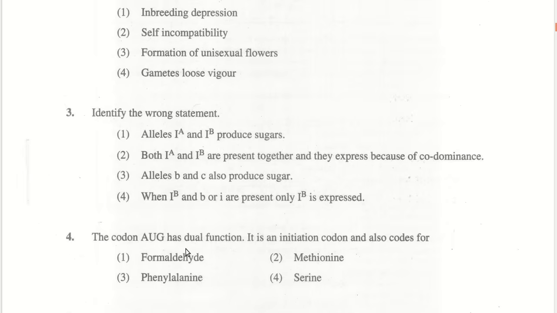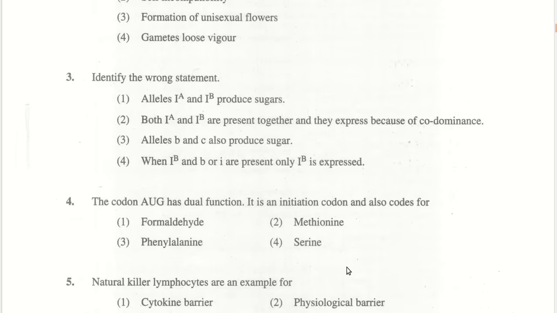The codon AUG has dual function. It is an initiation codon and it also codes for methionine. Second one, methionine, formylated methionine. That is the right answer. Second, methionine is the answer.